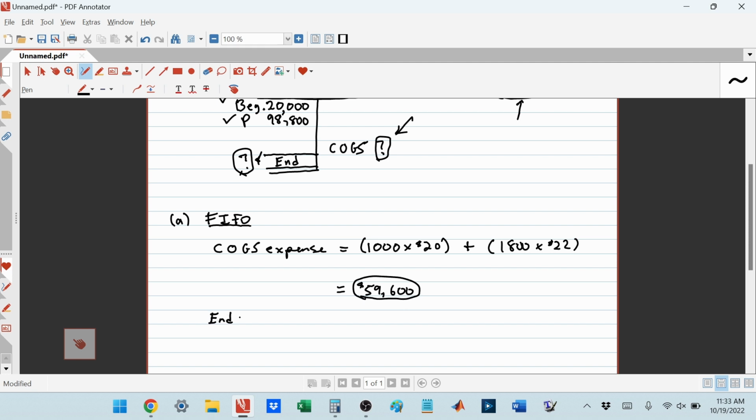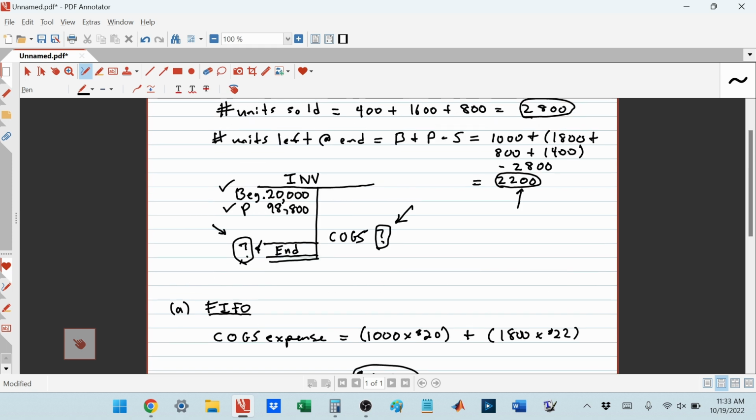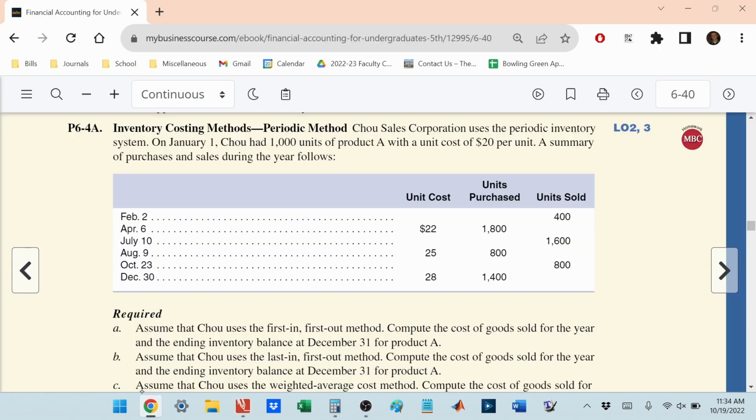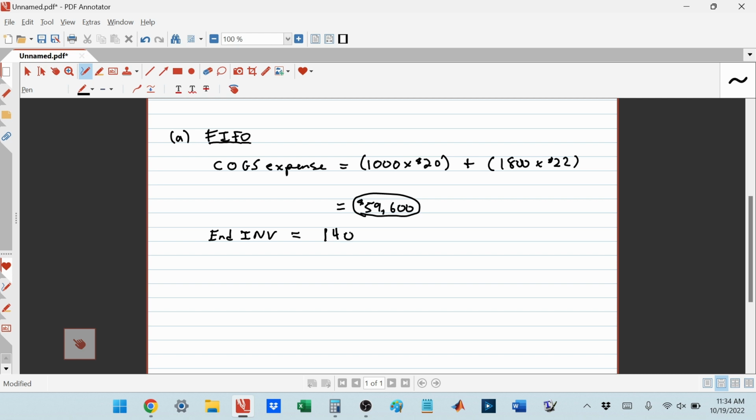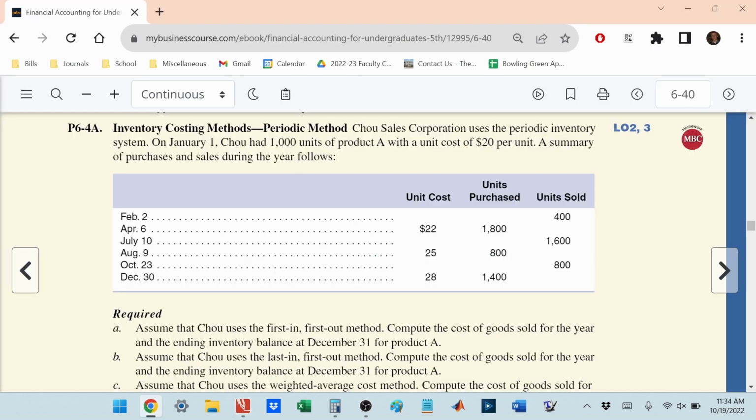Now we estimate ending inventory. What cost are we going to assign to these 2,200 units that are left at the end of the month? Well, it depends on which ones we think are left. If we're assuming FIFO, first in, first out, then whatever's left at the end of the month must be the most recently purchased units. Well, the ones most recently purchased are December 30th. We purchased 1,400, so we assume that's part of ending inventory. And each of those was purchased for 28 bucks. So we would assign this cost to those 1,400 units that we assume to be left in ending inventory.